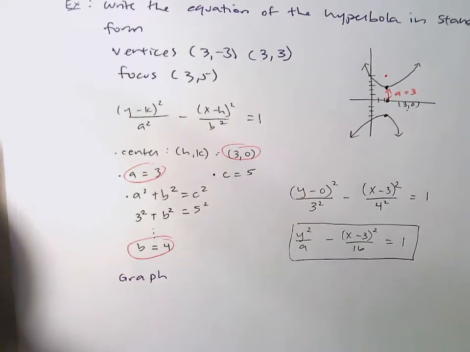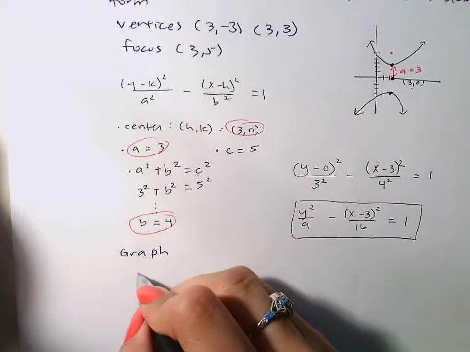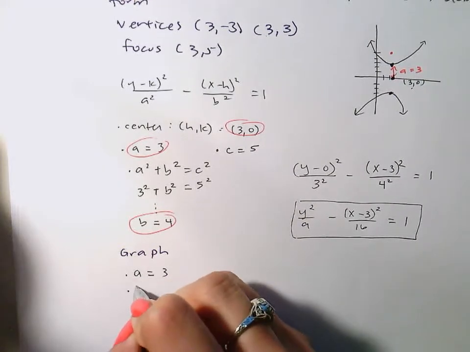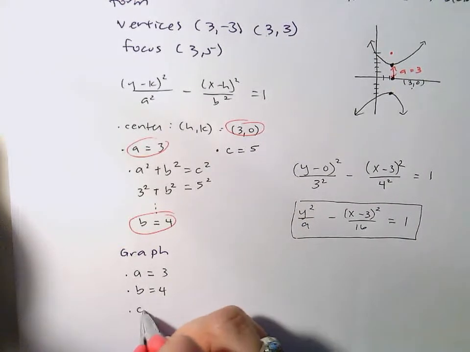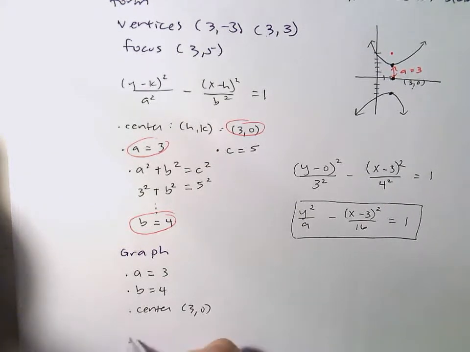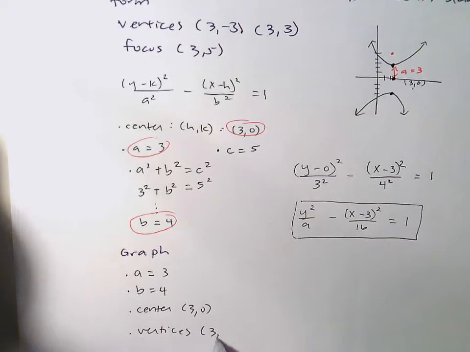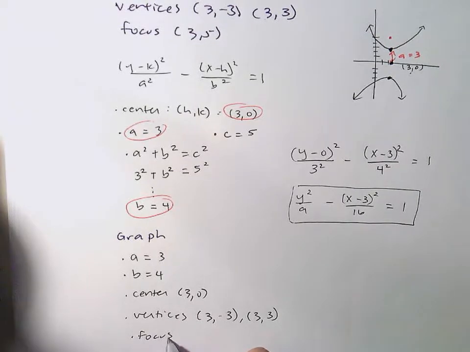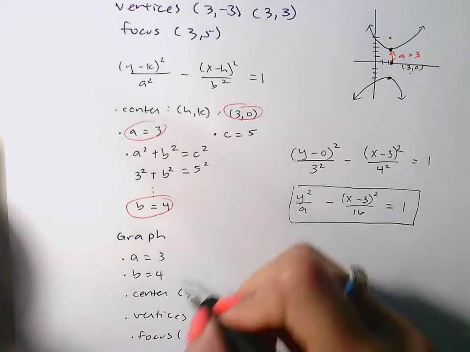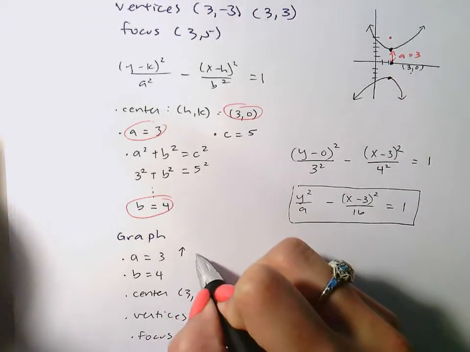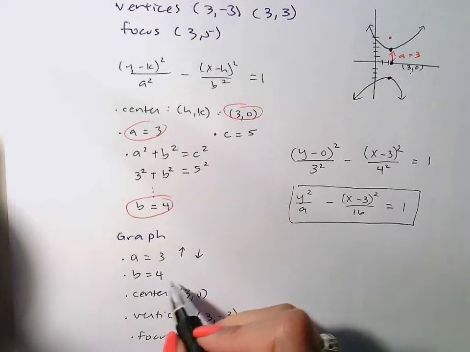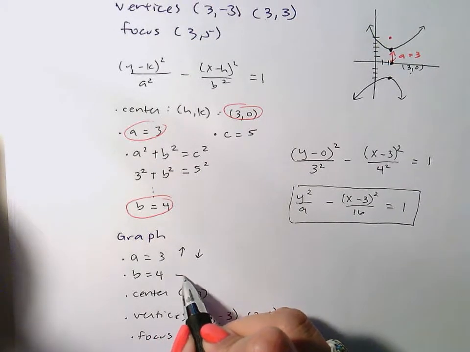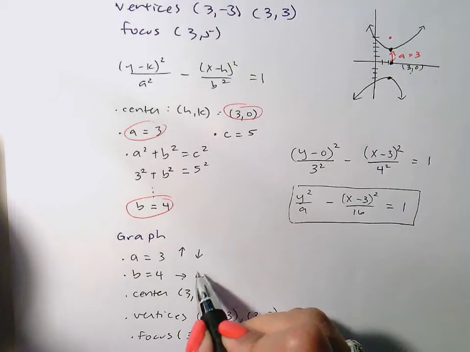So we're going to graph, and we're going to use the information that we had, which is a was equal to 3, b was equal to 4, we had a center at (3, 0), we had vertices at (3, -3) and also at (3, 3), and then we had a focus at (3, 5). So a is equal to 3. This tells me the distance between the center and the vertex. In this case, because it opens up and down, I'm going to go up 3 and down 3. b is the distance between the center and the right side of the fundamental rectangle, or the left side. So we're going to go to the right and to the left by 4 units.